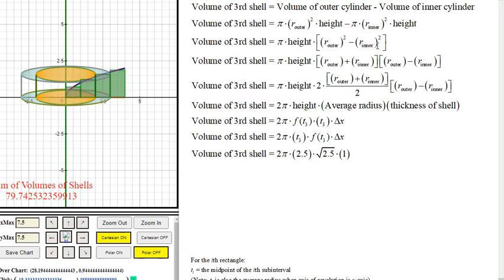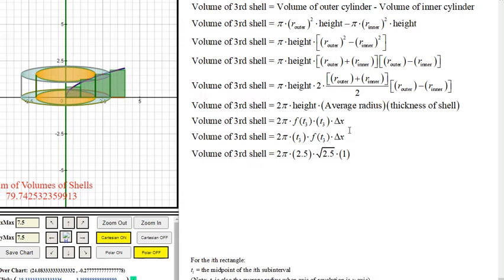But this is the difference of two squares, so we'll factor it, and this becomes like this. And then just rearrange things a little bit. And so this is pi, this is height. And then for this term right here, we'll rewrite it like this. So this is 2 times, and notice that 2 divided by 2 is just 1. And this is called the average radius. And so in this case, the average radius is 2.5, because it's 3 plus 2 divided by 2, which is 2.5.